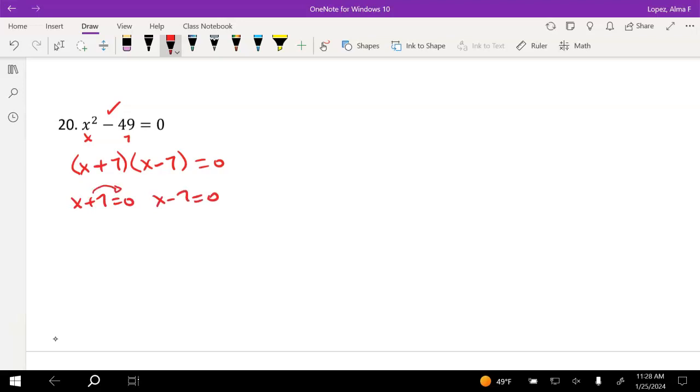To solve for x here, I'm going to move the 7 over to the other side. That gives me an x of negative 7. To solve for the second x, I'm going to move the negative 7 over. That gives me an x of positive 7.